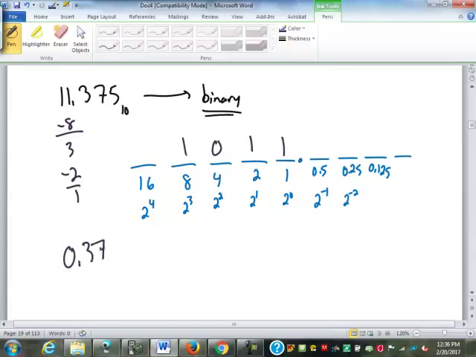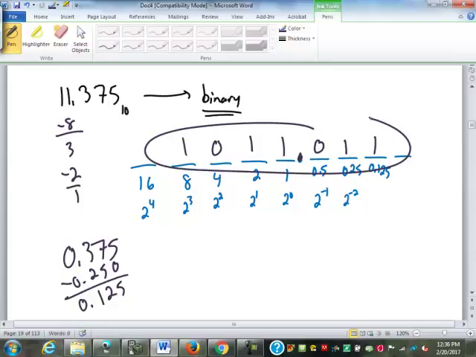I have 0.375 left. Can I get a 0.5 out of that? No, I cannot. Can I get a 0.25 out of it? Sure can. So that leaves me with 0.125. Well, I get a 0.125 out of it, and that's it. I'm done. So that is that number in binary. So just continue down the line, subtracting out.